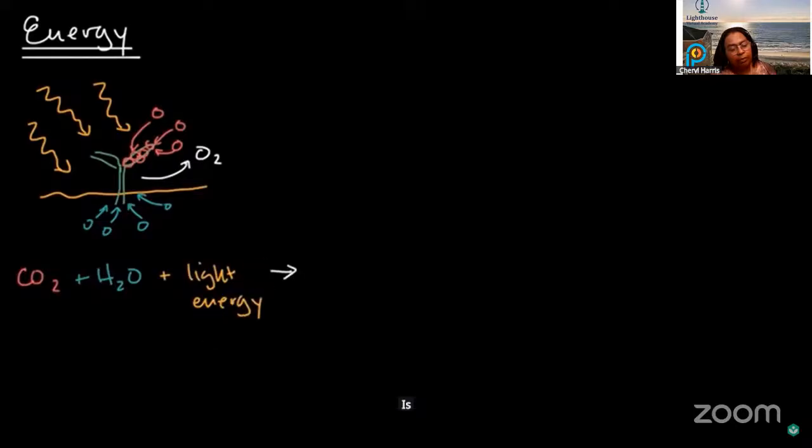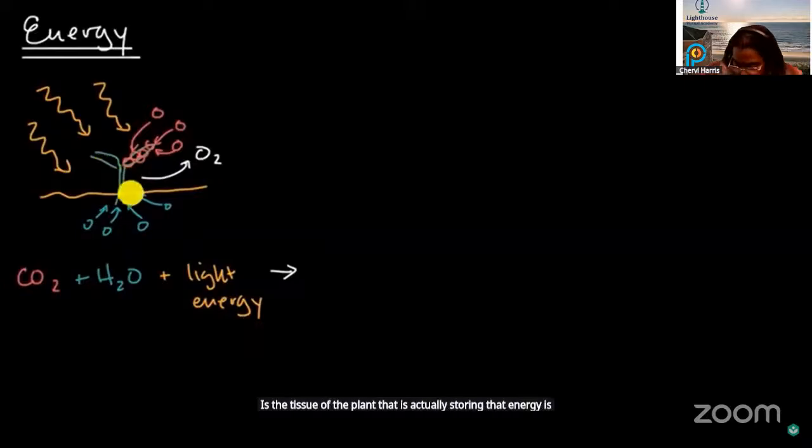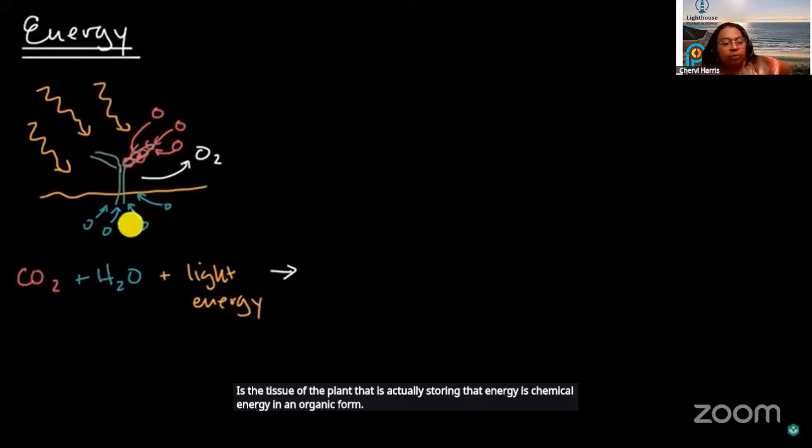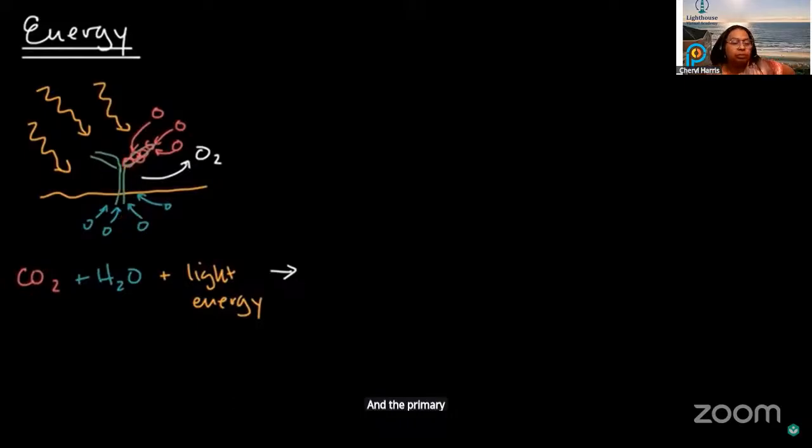the tissue of the plant that is actually storing that energy as chemical energy in an organic form. And the primary way that this is done is through glucose, which is C6H12O6. I know what you're thinking. All plants don't taste sweet.